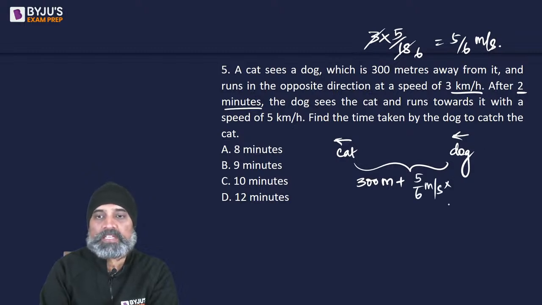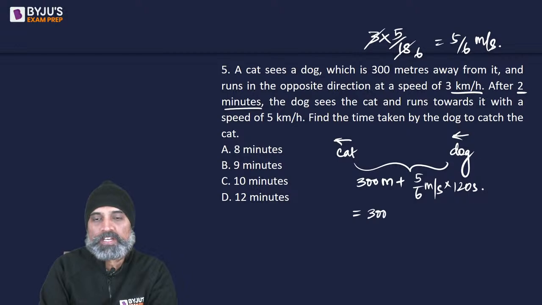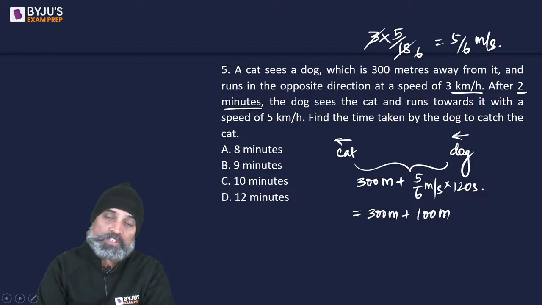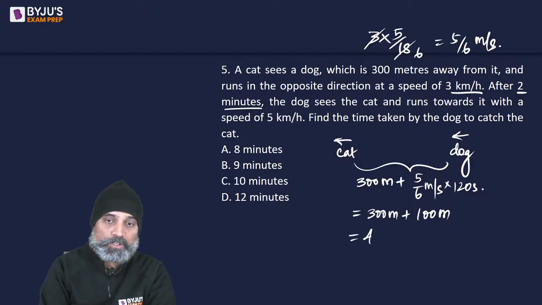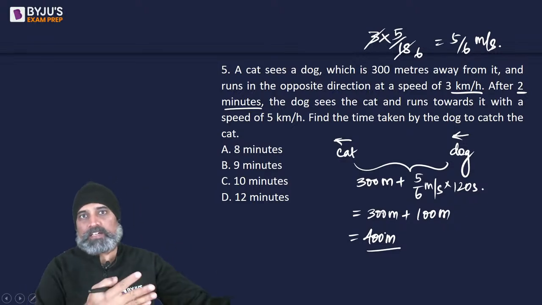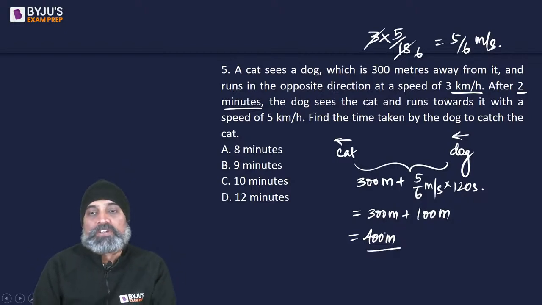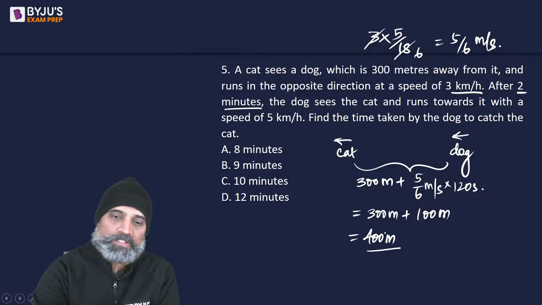Into 2 minutes is going to be 120 seconds. That means the distance between the cat and the dog was 300 meters initially, and the new distance that the cat was able to make was 100 meters more. So it turns out to be 400 meters. Now this is a question where two trains are moving towards each other, and in how much time will they be able to just touch each other, right? So since these are point objects, cat and dog lengths are not required here.